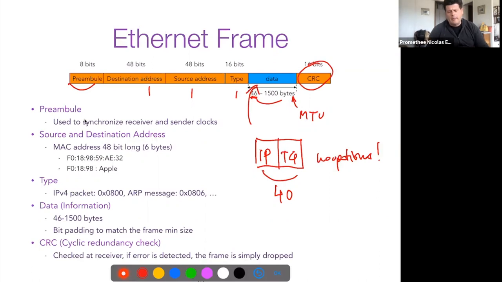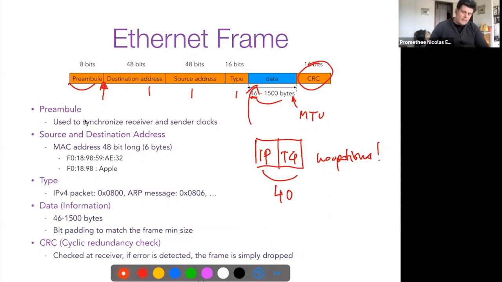We never talked about the preamble. It's actually a sequence of bytes that will help me adjust and synchronize with the start of the frame. So I start listening, I can see a sequence of bytes, and it tells me that, oh, wait a minute, the frame is starting soon. So it's just to align with the beginning of the frame.